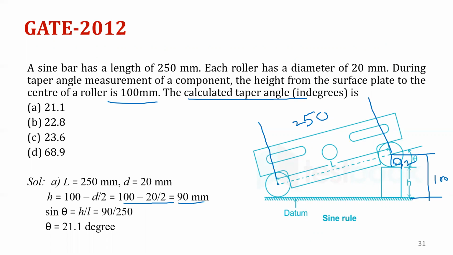That means 90 mm. Therefore, by applying the sine principle, this h is equal to 90 and this length is equal to 250. So sin theta is equal to h by L. From this you can calculate theta, 21.1 degrees. The correct answer is A.